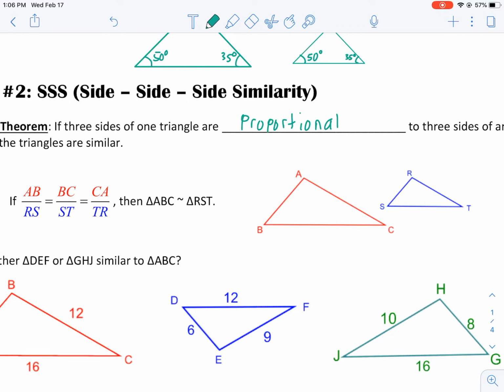If you look at the sides, AB matches up with RS, so if we did AB divided by RS, that would give you the ratio between those sides. And then you would want to check the other sides as well. So you've also got BC and ST, so you'd want to do BC divided by ST. And then you would also want to do CA divided by RT and make sure that those were the same. So we're going to look at an example real quick.